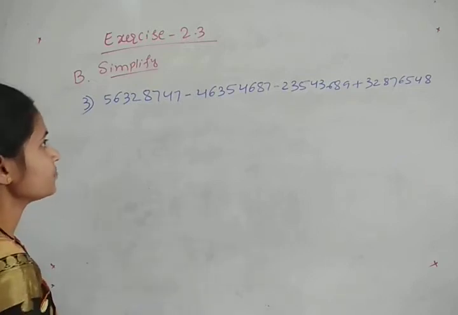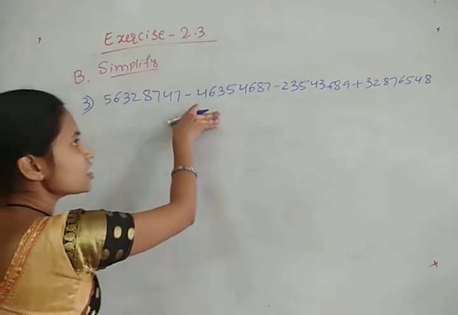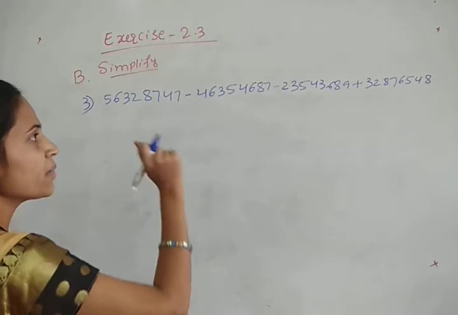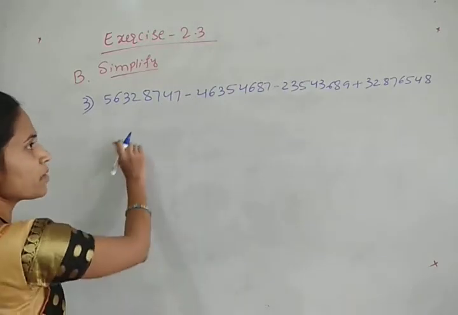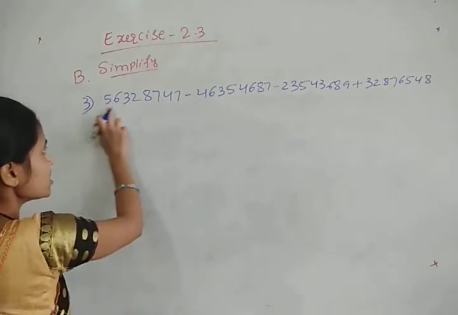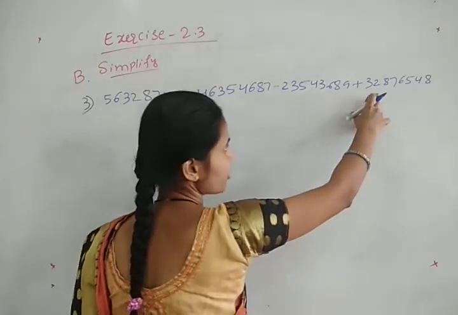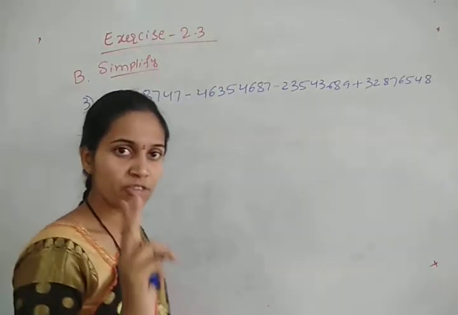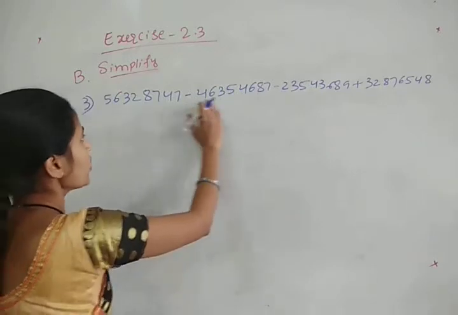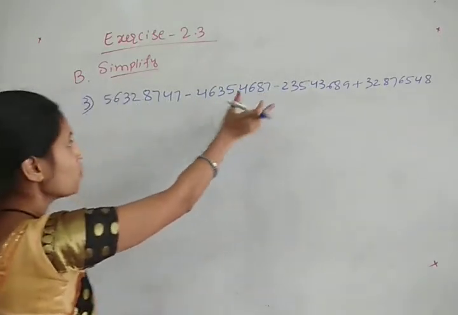so now in this problem we are having the numbers with plus symbol. How many numbers are there with plus symbol? This is the one and this one is the second. We are having 2 numbers with plus symbol and 2 numbers with minus symbol.